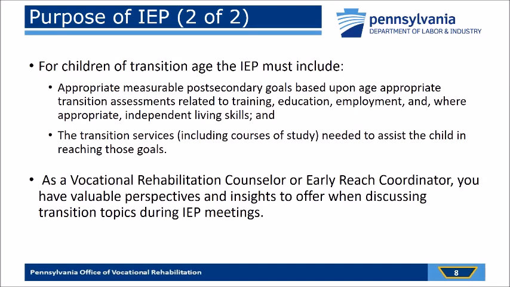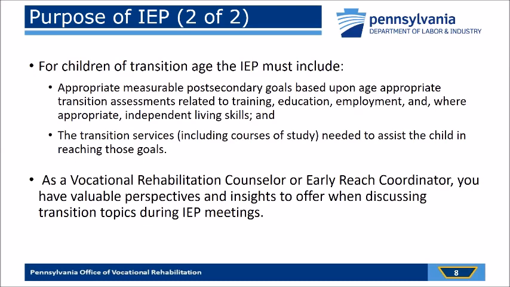For children of transition age, and in Pennsylvania that is 14, the IEP must include post-secondary goals that are related to training, education, employment, and when appropriate, independent living skills, and the transition services that are needed to assist the child in reaching those goals.